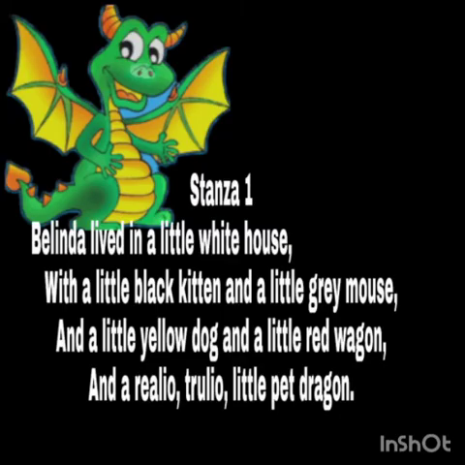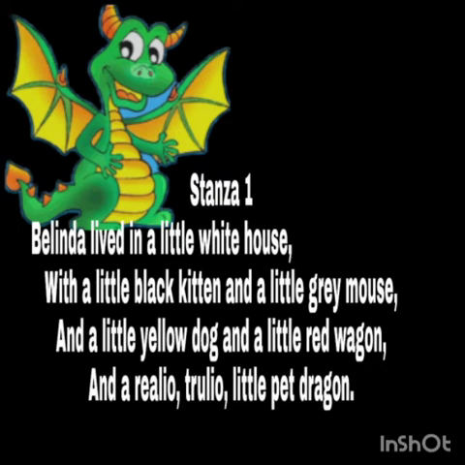The poem. Stanza 1. Belinda lived in a little white house with a little black kitten and a little grey mouse, and a little yellow dog, and a little red wagon, and a realio trulio little pet dragon. The poet says that Belinda, a little girl, lived in a little white house with her 4 pets named Ink, Blink, Mustard, and Custard: a black kitten, a little grey mouse, a little yellow dog, and a little dragon. She also owned a red wagon.